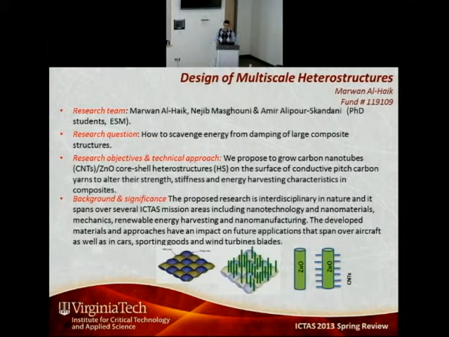So our research is interdisciplinary, and it covers many ICTAS mission areas, including nanotechnology, nanomaterials, mechanics, renewable energy harvesting, and nanomanufacturing. So the developed materials, which is FRP with zinc oxide or FRP with zinc oxide and carbon nanotubes, can have many future applications like aircraft, cars, sporting goods, and wind turbine blades.